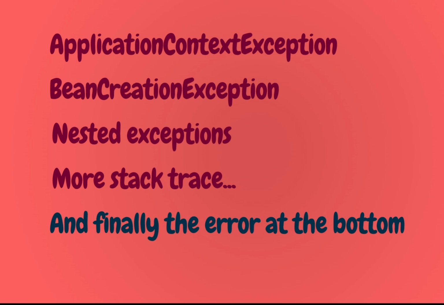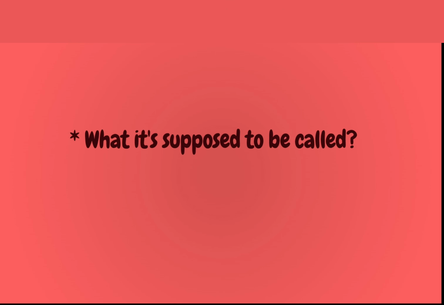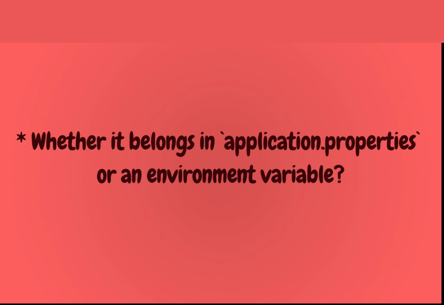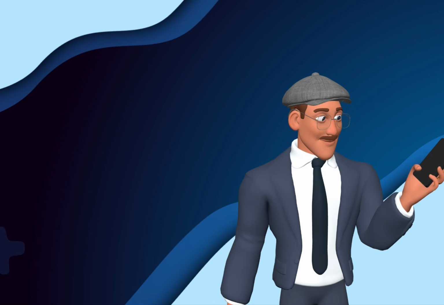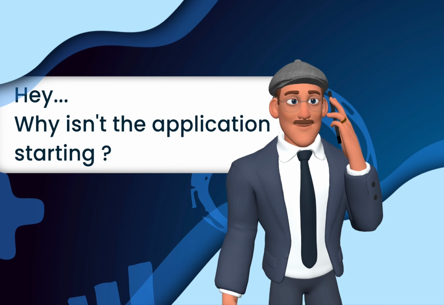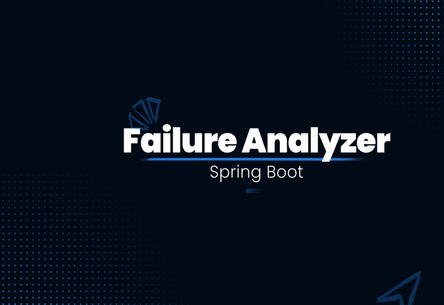Now imagine you are a new developer joining the team. Would you immediately know which property is missing, what it's supposed to be called, whether it belongs in application properties or an environment variable? Probably not. Instead, you will start searching the codebase. Or worse, you will message another developer asking, "Hey, why isn't the application starting?" And that's where today's feature comes in.